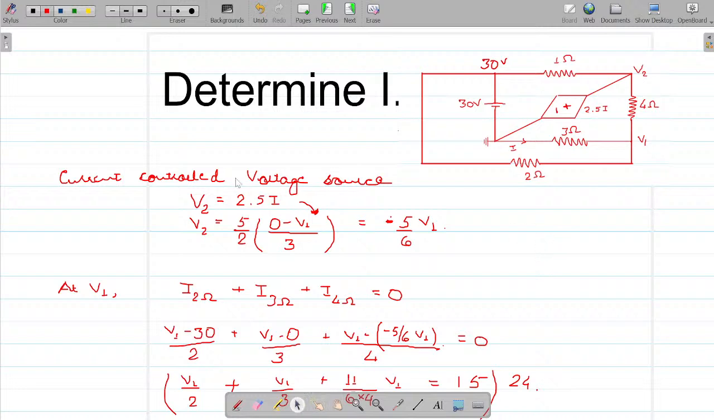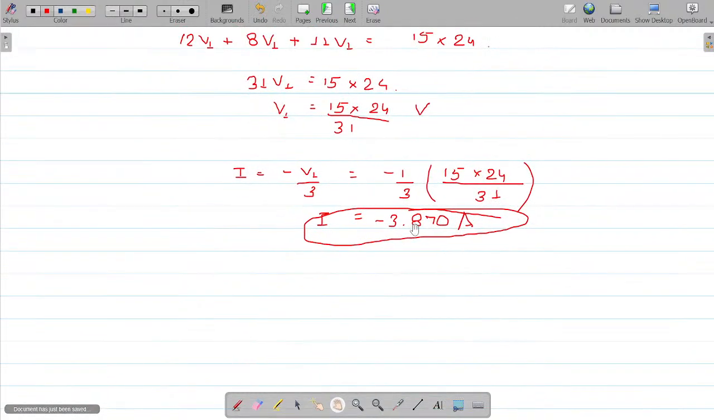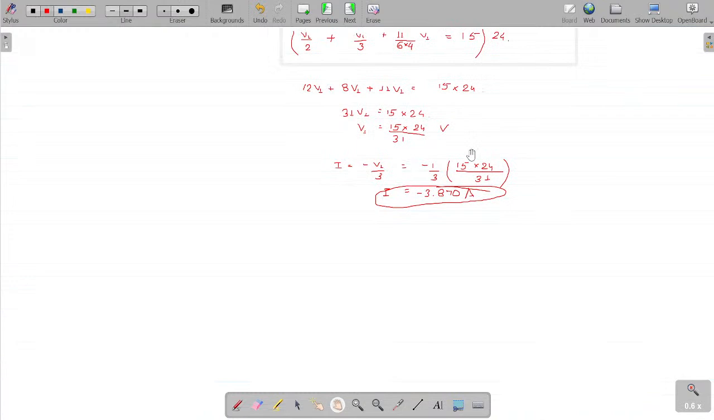In this case, the first thing we determined was what kind of voltage source is given to you in the question. We determined that it is a current controlled voltage source. Then we determined the value of the voltage source using the controlling parameter. The controlling parameter here was current, and we determined the value of current from here. Then we resolved our question completely into one variable, that was V1. From here we got V1. I1 was calculated to be minus V1 by 3, and hence we got our answer to be minus 3.870 amperes. Okay, so this is how you approach such questions.